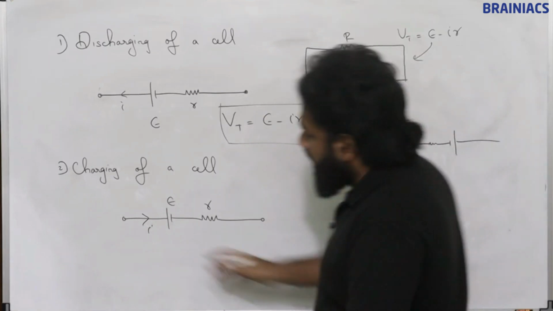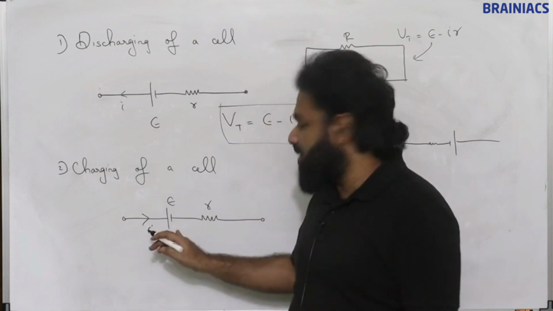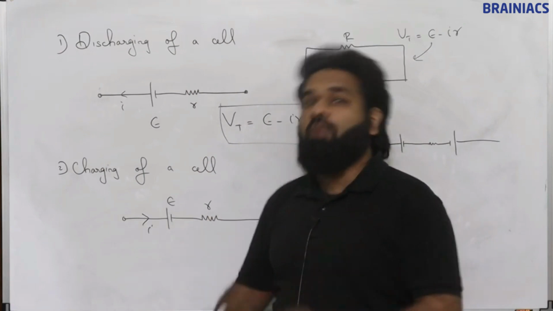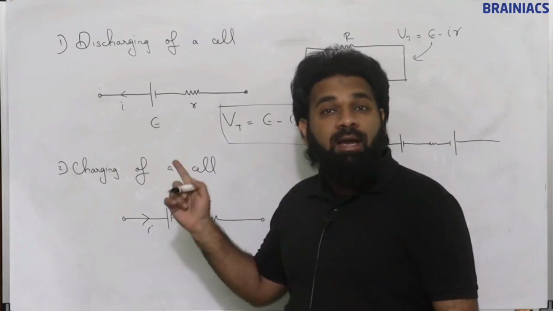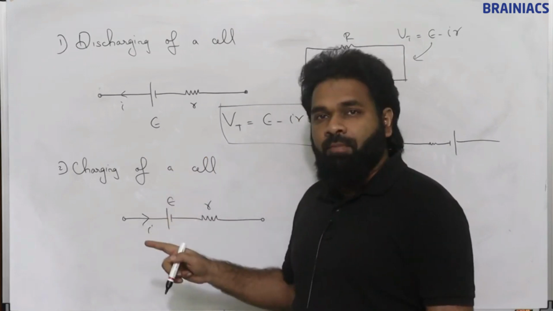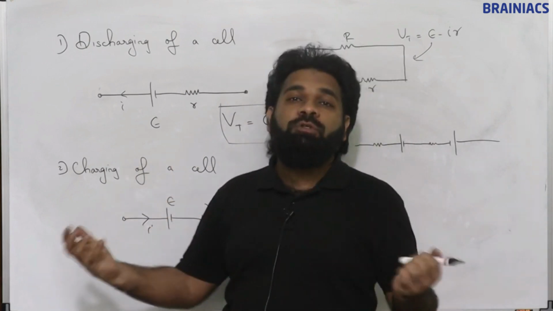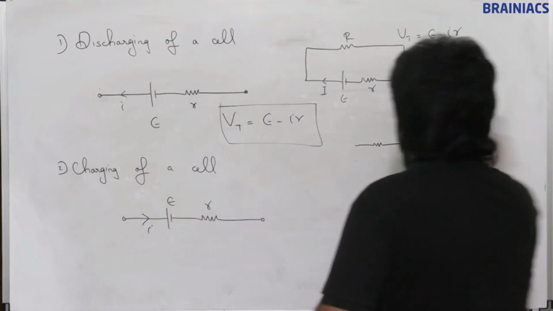Same way, if there is a bigger cell, a stronger cell, a powerful cell, a cell which has more EMF, a cell which does more work, and we connect it in the circuit, what will happen? That cell is more powerful than this. So that will deliver the current, and this cell will be forced to receive the current. Just like a circuit which I will draw here.